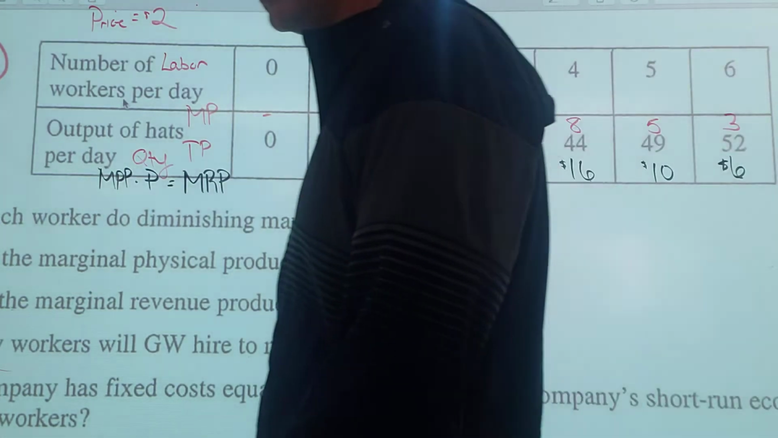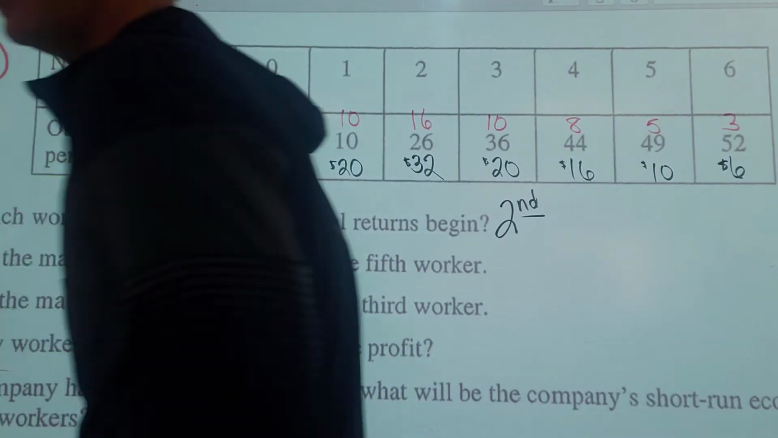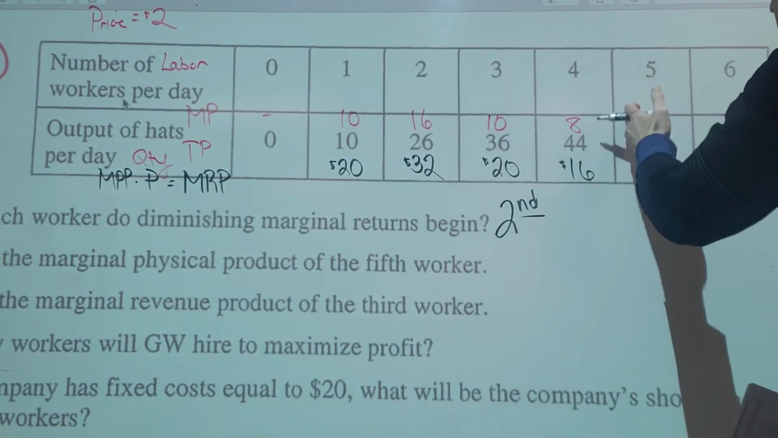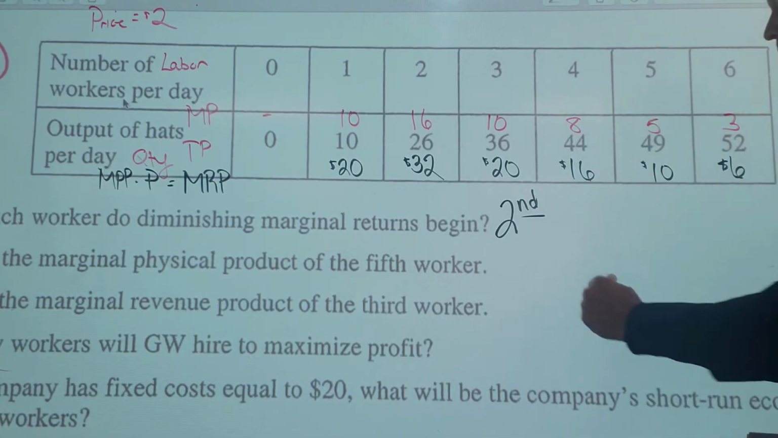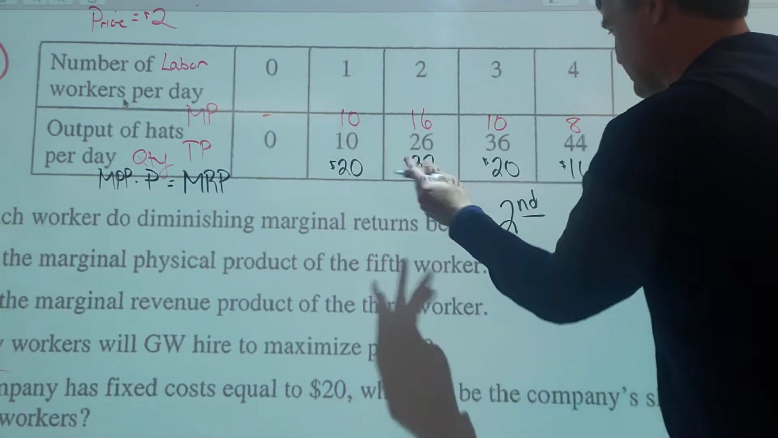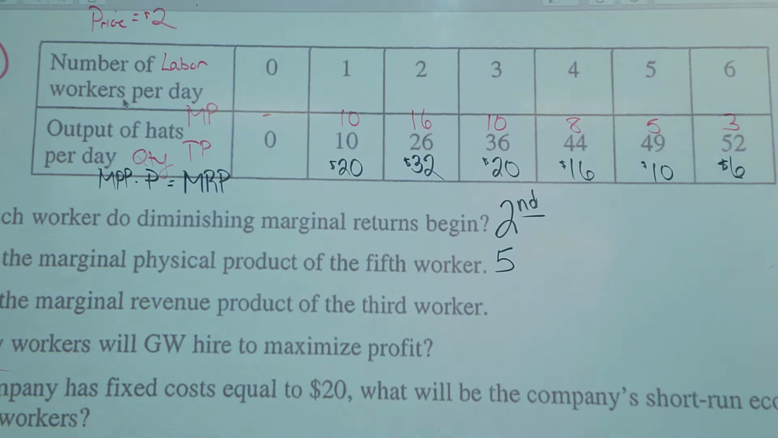Question B, calculate the marginal physical product of the fifth worker. I've already done it right on my chart. I just look at the chart, and the answer is 5. Again, that's why I just like completing this chart. Come back, get to it. You have plenty of time to do that.